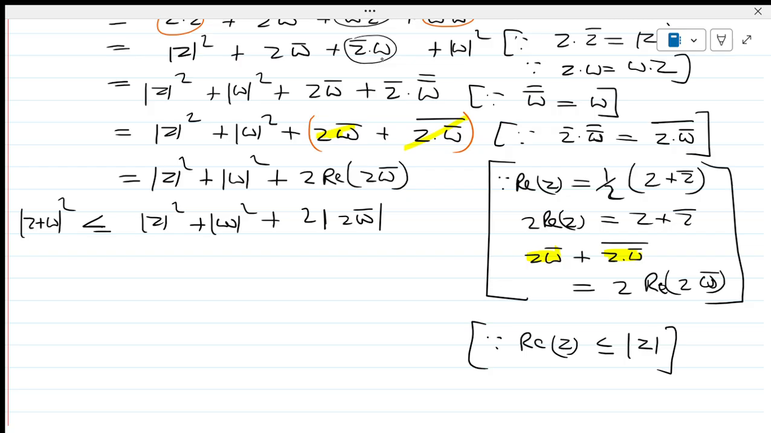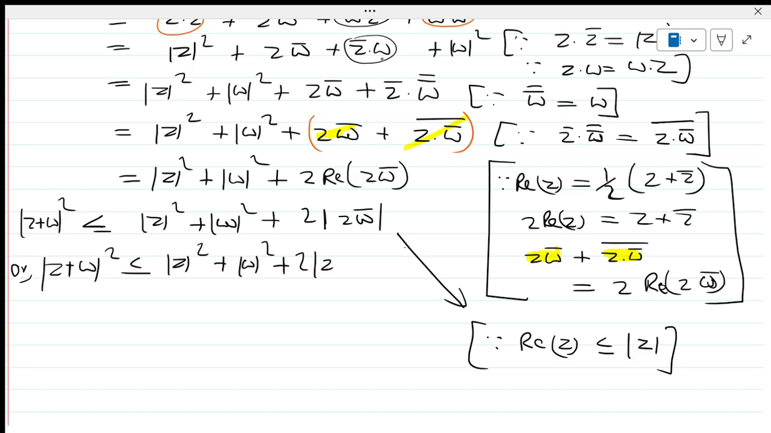And now we will use another property here. With this property we did this, and now the absolute value of z into w conjugate we can split. So the square of the absolute value of z plus w is less than or equal to the absolute value of z squared plus the absolute value of w squared plus two times the absolute value of z into the absolute value of w. For this we have used the property that the absolute value of z into w equals the product of their individual absolute values.